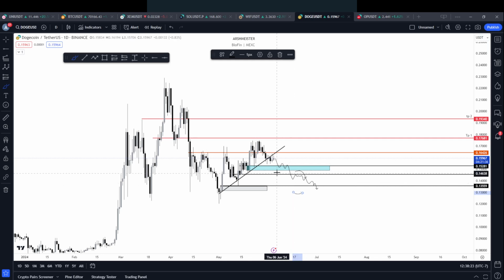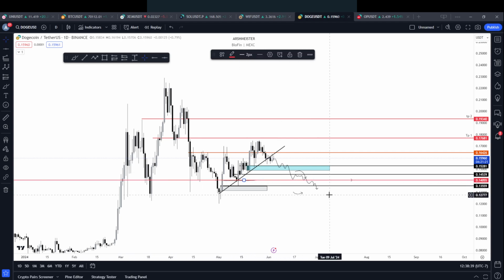So if this was my entry, this was my DCA, and let's say this was my DCA, my average would be something around here-ish probably, right? And if this was support, which it is, right? If this turns into resistance, then I'm cutting out for a loss.